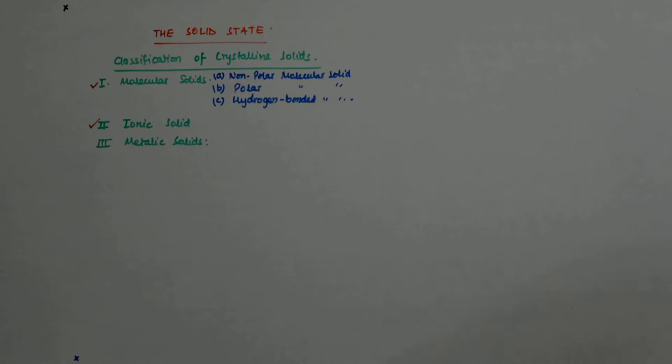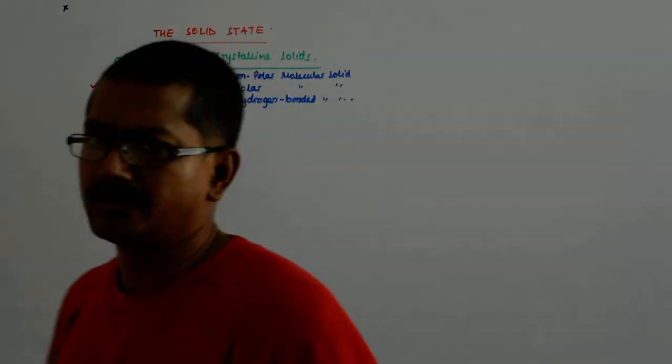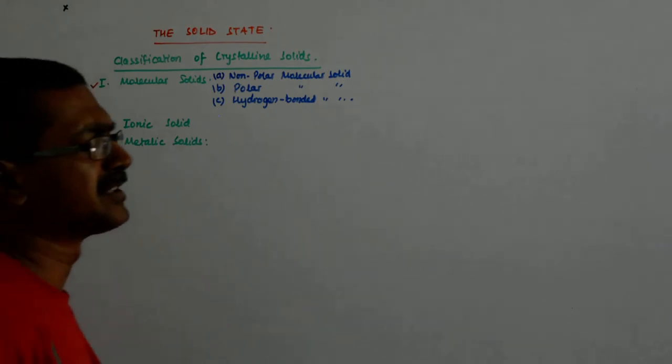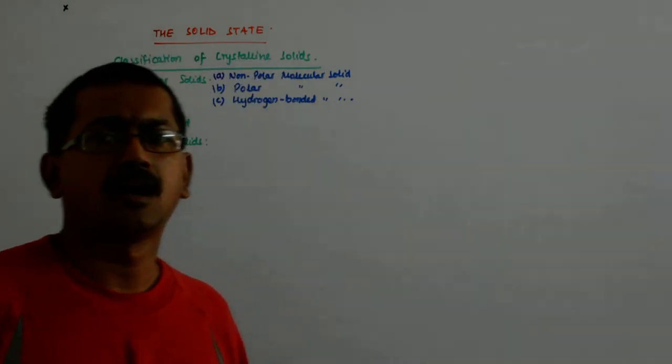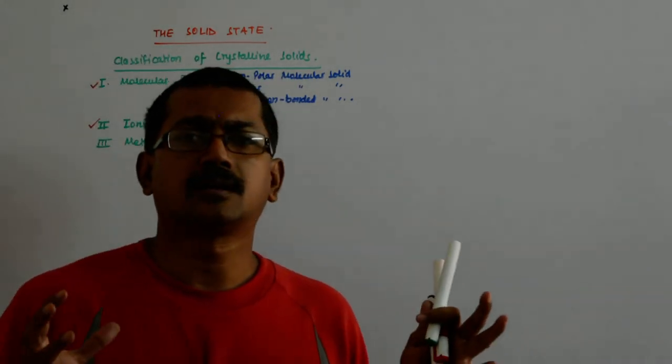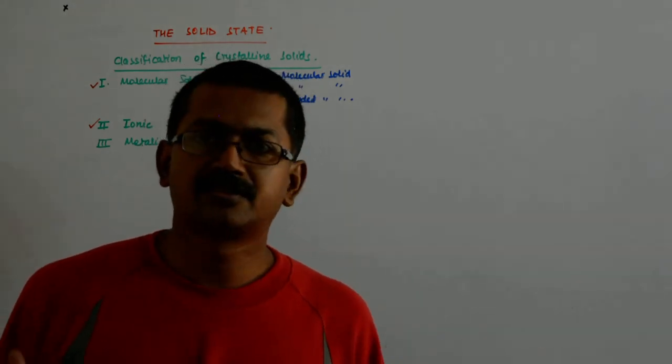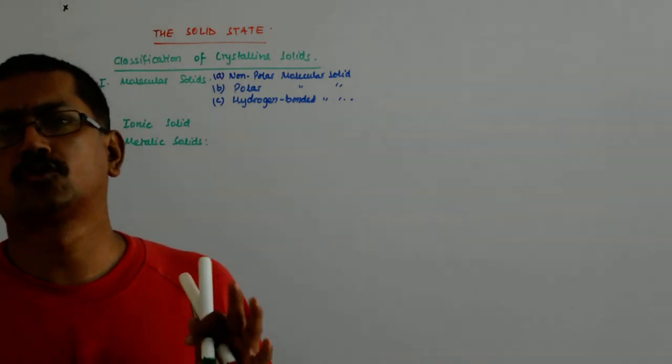We have done the two types, the molecular solids and the ionic solids. Now we come to the metallic solids, okay? And what happens in a metal? Metals are nothing but a collection of the respective atoms, right? Still, they tend to be so hard.